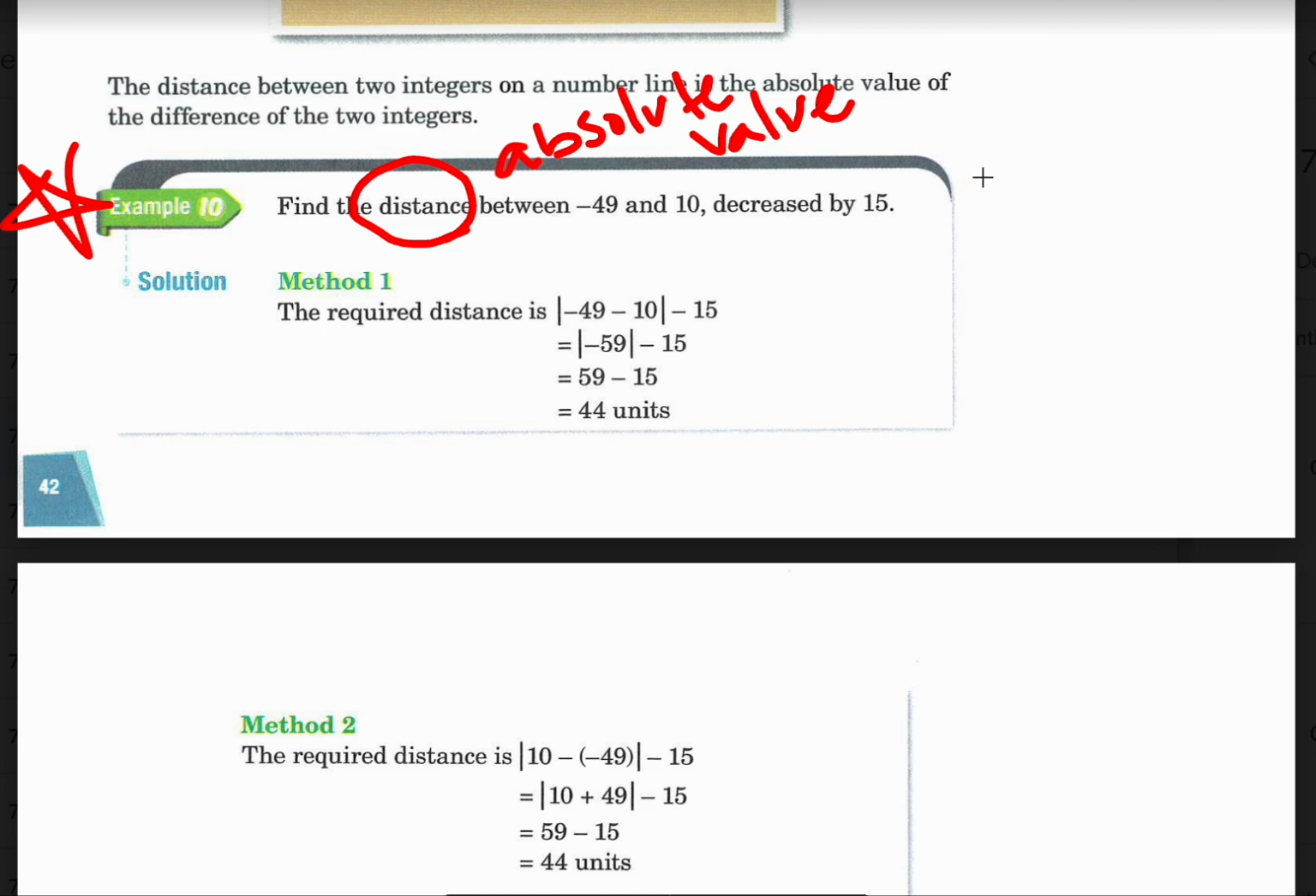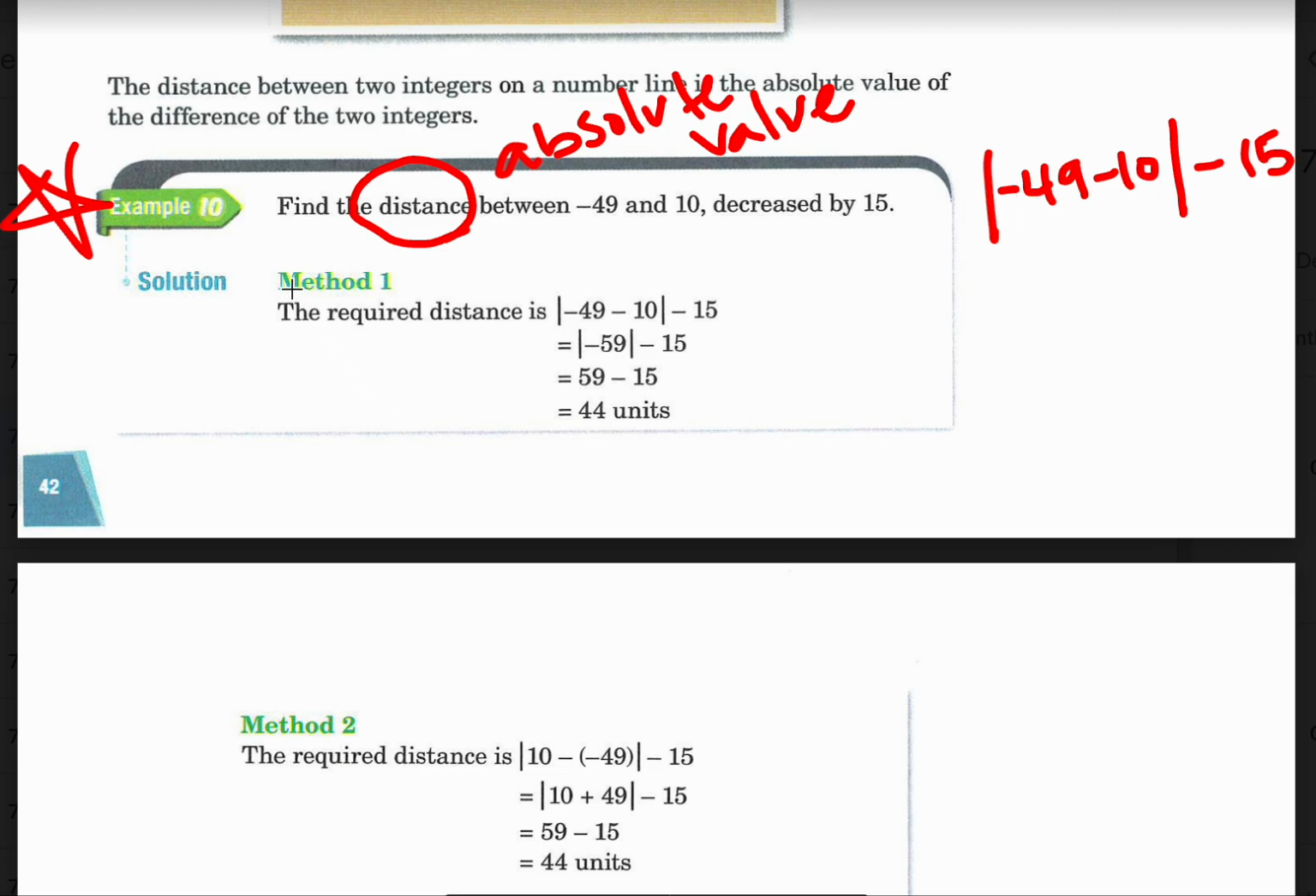So find the distance. So I already write down absolute value brackets between negative 49 and 10 decreased by 15. Okay, so the distance between these two numbers, I would subtract to find what's in between them, right? If I add them, I figure out the total. So the distance also tells you to subtract to find the distance between them.